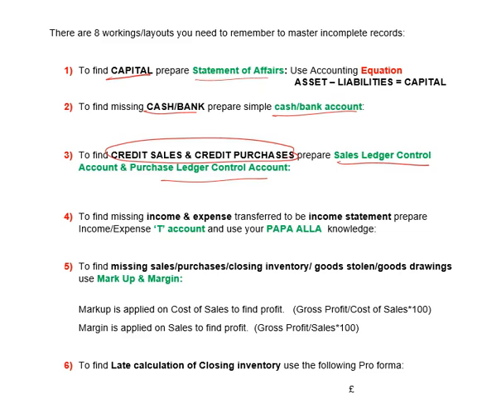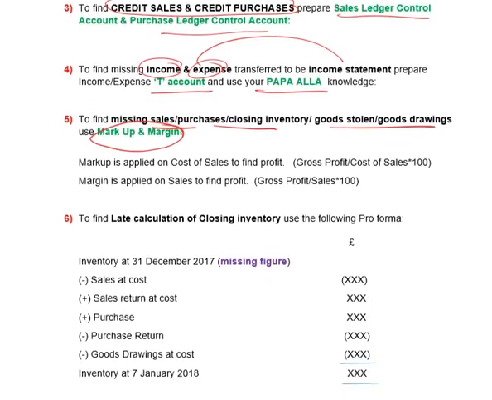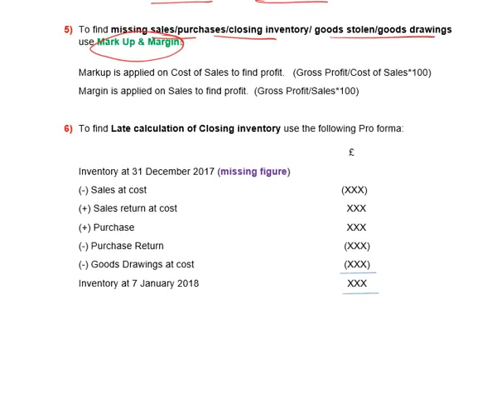Then sometimes some income and expenses will not be given. You use the accruals and prepayments and the T account to find it out and charge it into the income statement. Use of margin and markup ratios to find your sales, purchases, inventory, goods stolen, and so on. And then a few more. There are a maximum of 8 workings you need to know.